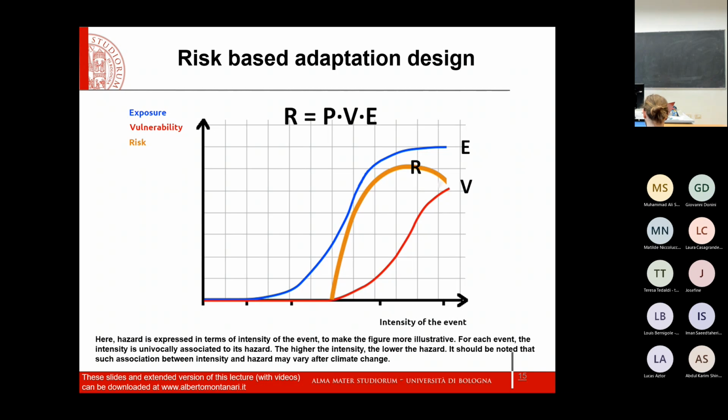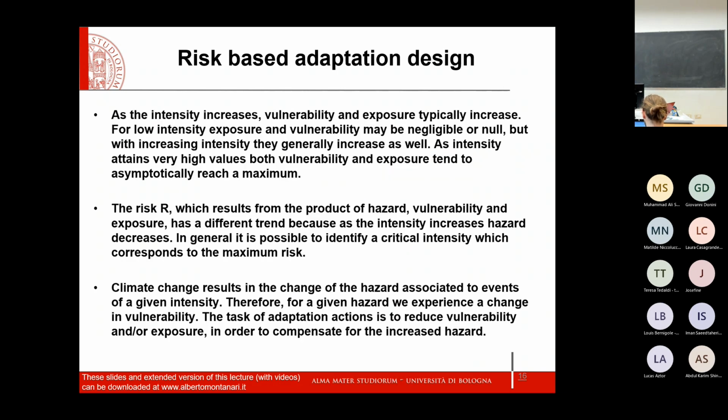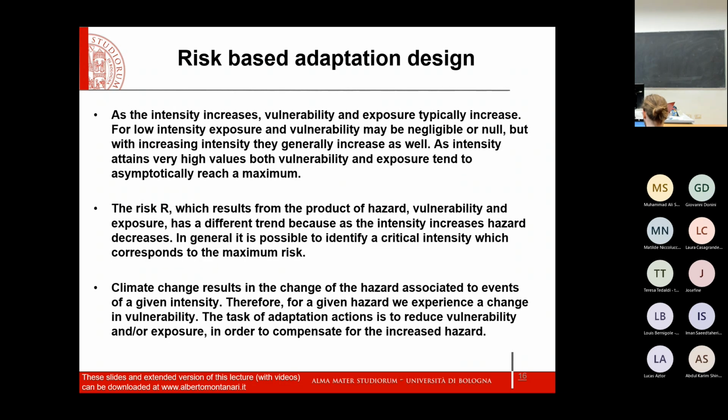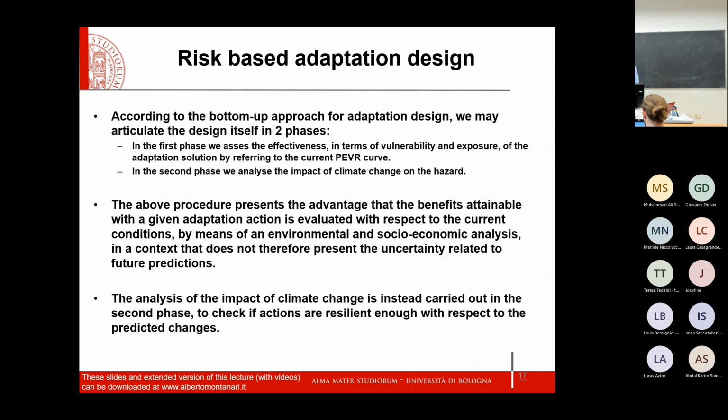Okay, now the question is, how different actions change the shape of these curves? Okay, here the slide explains what I already commented with my words. According to the bottom-up approach, let me comment on this slide.